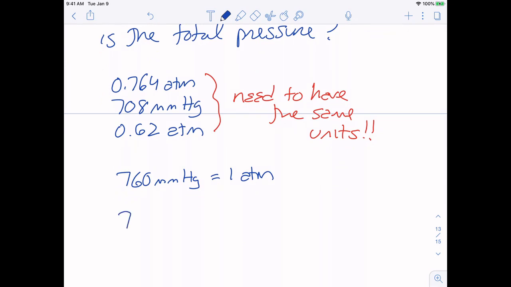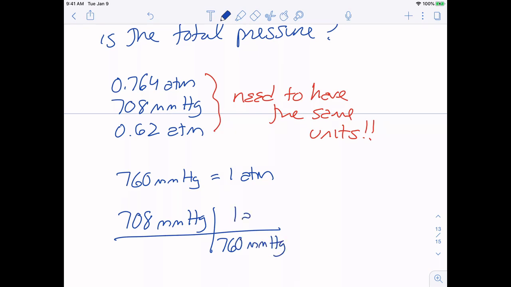So it's just a real quick dimensional analysis step, right? Just one step. I take my given 708 millimeters of mercury. Since millimeters of mercury are on the top, we have to divide by it, right? So 760 goes on the bottom, and 1 atmosphere goes on the top. So 708, oh, not plus, divided by 760. And I get 0.932 atmospheres.